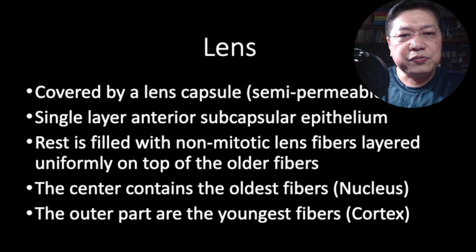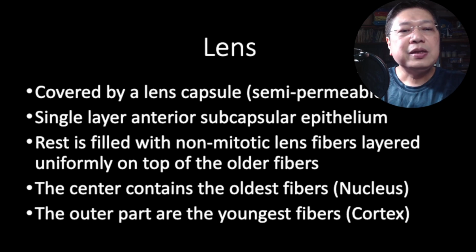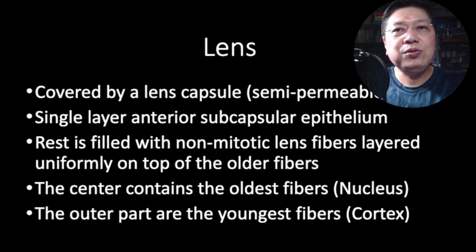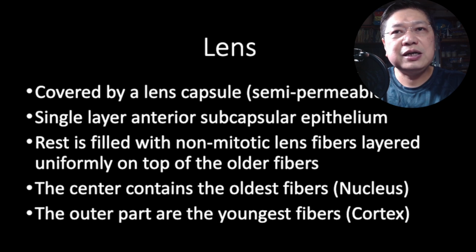Now, the lens is covered by the lens capsule, which is semi-permeable. That means some fluids can get in, but not all. Single-layered anterior or subcapsular epithelium. Again, this is the only area in the lens with a nucleus. One layer of epithelium. And the rest of the lens is filled with non-mitotic lens fibers.